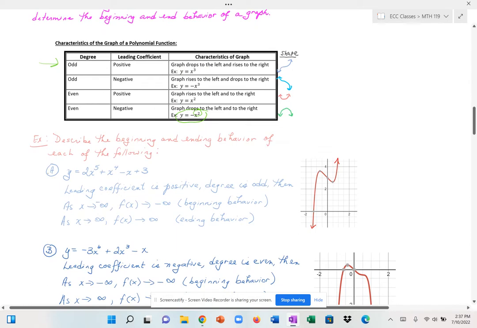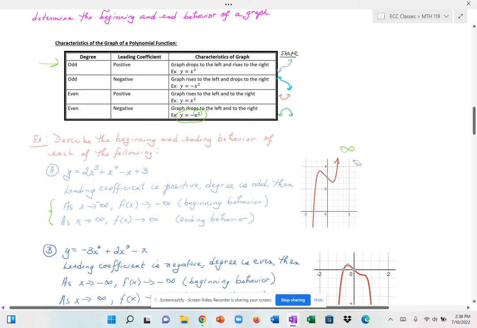So the way this is described is as x approaches negative infinity, meaning the further you go this way, f of x is also going towards negative infinity. But as x gets bigger, x goes towards positive infinity. These values, f of x goes towards infinity. So that's what we consider to be the beginning and ending behavior of this function.